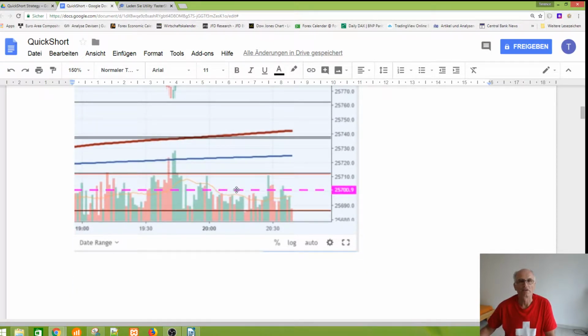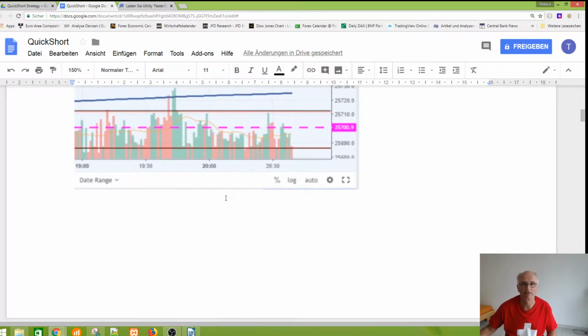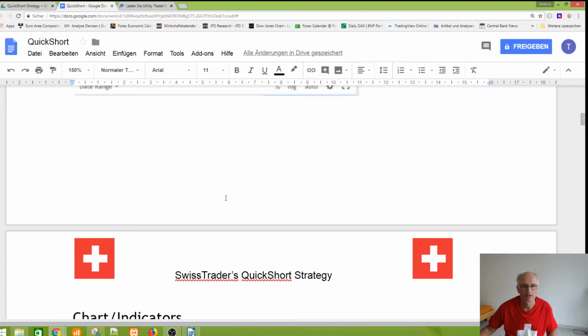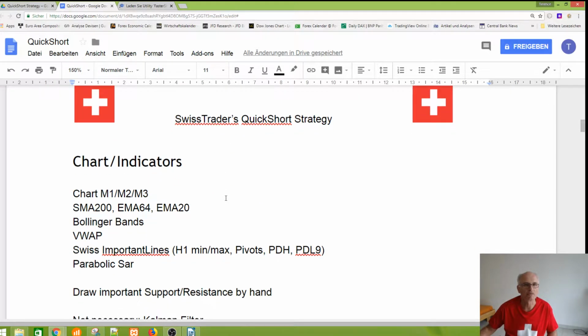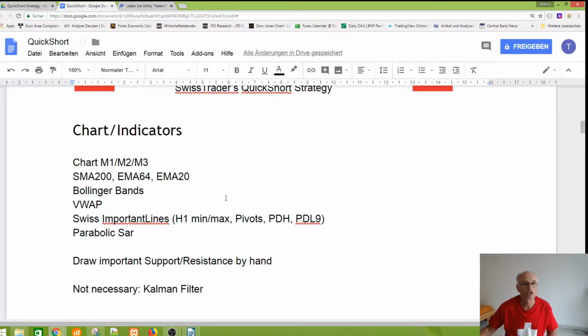Look to that you have to trade in liquid markets, not in dried up markets. Dried up markets, it's very dangerous. You can't control the movements. The chart, you use the minute chart, 2-minute chart, 3-minute chart to your preference.